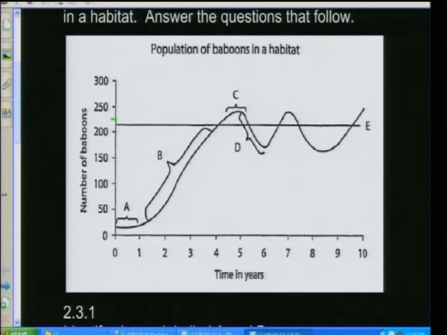Now we'll see what this is here. Remember we have to first fill in everything that's on the graph. This line always represents the carrying capacity. And what is carrying capacity? The carrying capacity is the number of organisms that can comfortably survive in a specific area.